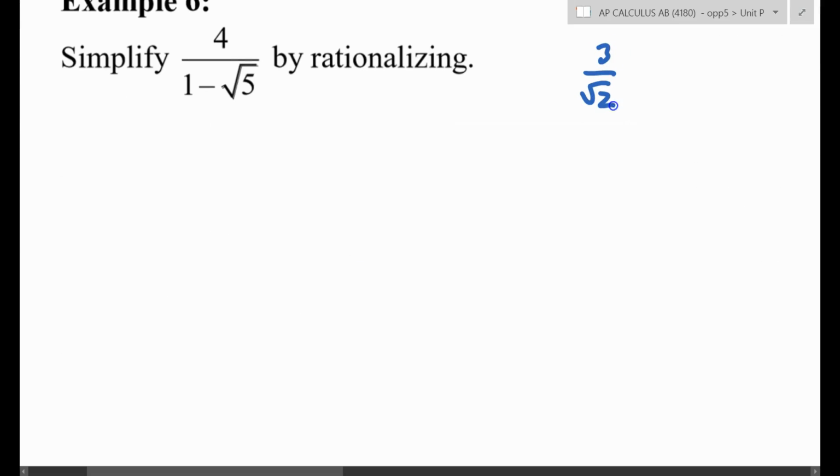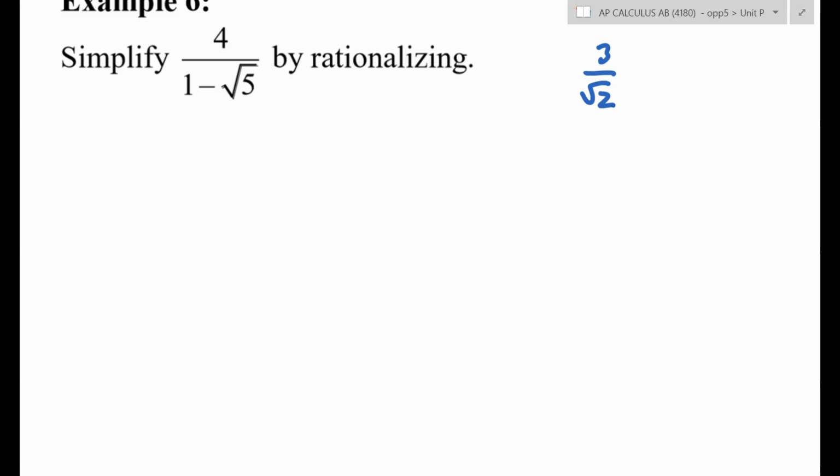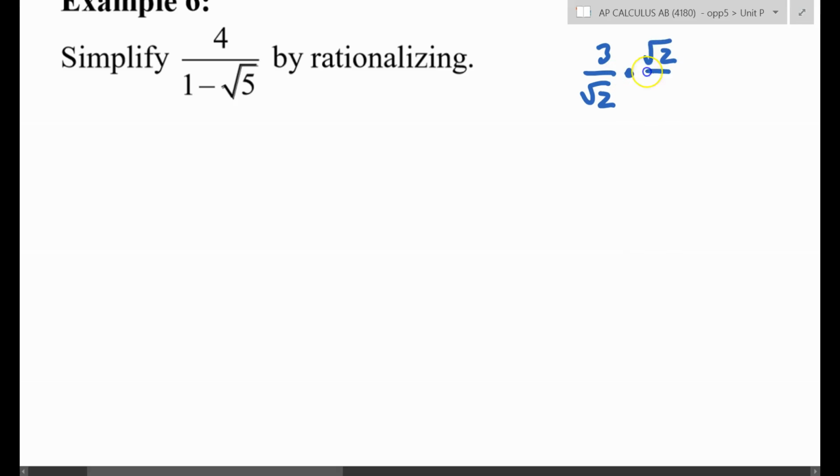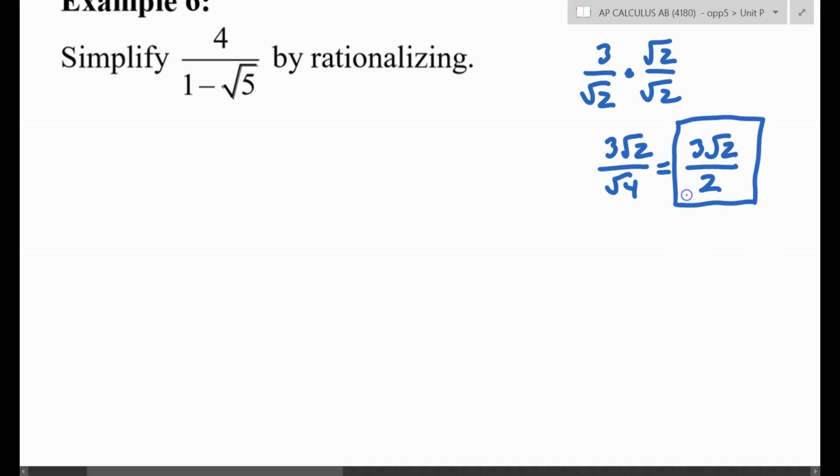If I gave you 3 over radical 2, don't like that radical, do we? How do I get rid of it? Multiply by, well, really multiply by 1, right? Radical 2 divided by radical 2 is 1. So what do I get? That gives me 3 radical 2 over radical 4, and the square root of 4 is 2. So I wind up getting 3 radical 2 over 2, and now it's something that we like. Why does that work? Well, it works because I'm multiplying a radical by itself, and when I do that, what happens? The radical goes away because any radical times itself is whatever is underneath the radical, right?